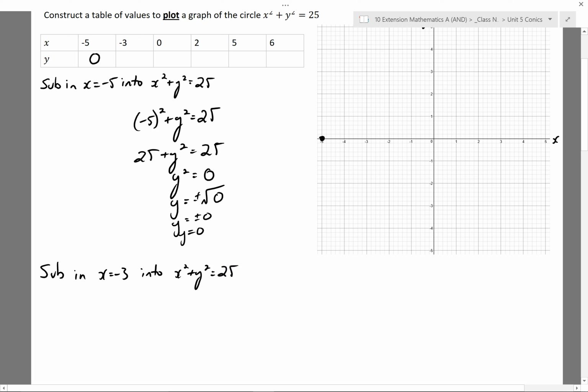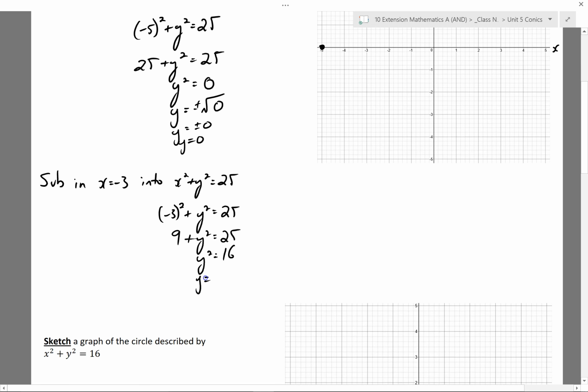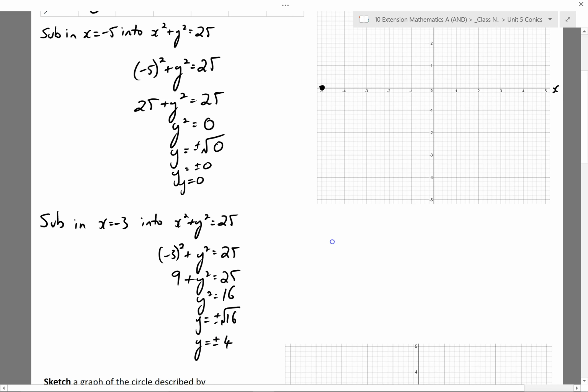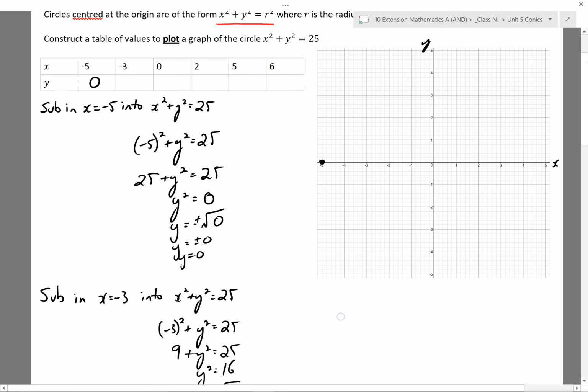See if the same thing happens. Minus 3 squared is 9. So y squared is 16. And I better do the plus or minus square root to get y equals plus or minus 4. So this probably isn't something you've seen before, but in my table of values, I've got plus or minus 4. So at minus 3, it can either be a positive 4 or a negative 4.